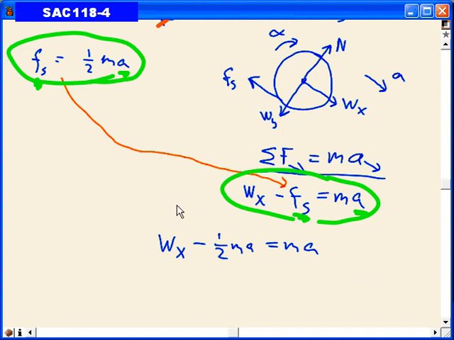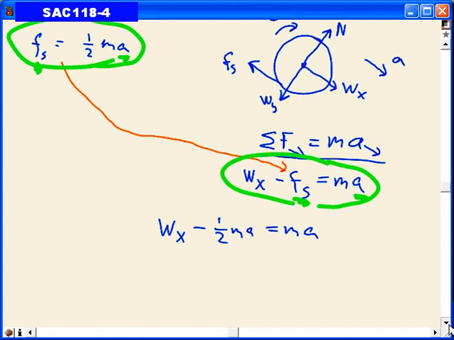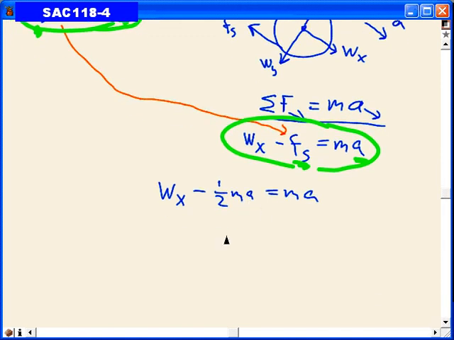You can do that any way you want. I chose to substitute this one into that one. Essentially you tend to solve one, I call it the brute force method, where you solve one for one of the unknowns, the one that you don't know and you don't care about, and then substitute it into the other, and you wind up with an equation that only has the one unknown that you care about.